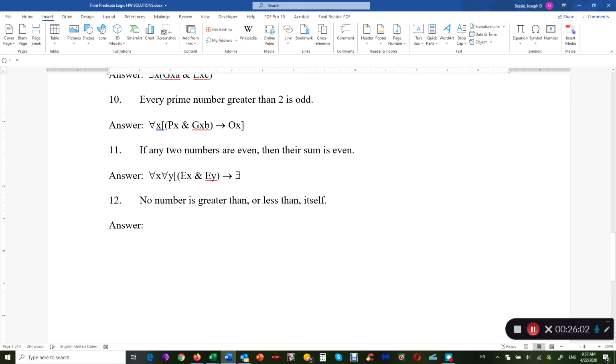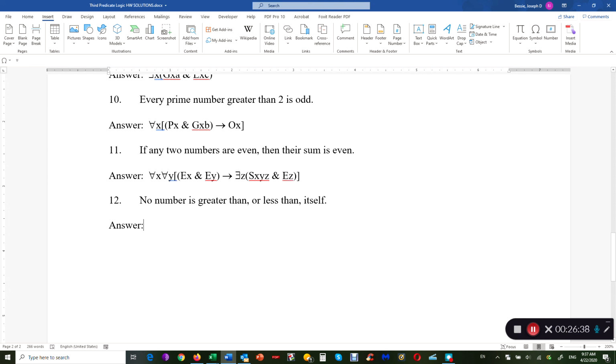So you've got to say then there exists a z such that sum x, y, z. So for all x and for all y, if x and y are even, then there is a z, where z is the sum of x and y, and we're going to say that sum, z, is also even. Then their sum is even. For all x and for all y, if x and y are even, then there is a z that's their sum, and what about that sum? It's also even. If any two numbers are even, then their sum is even.